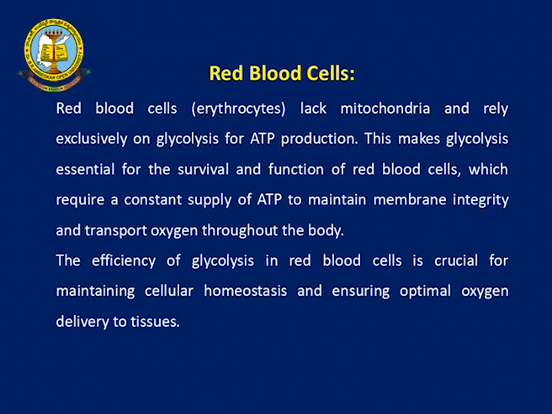and transport of oxygen throughout the body. The efficiency of glycolysis in the blood cells maintains cellular homeostasis and ensures optimal oxygen delivery to the tissues. This is the importance for the RBC cells. The RBC cells always supply oxygen to every tissue and every cell. So, this is the importance of glycolysis in the RBC cells.